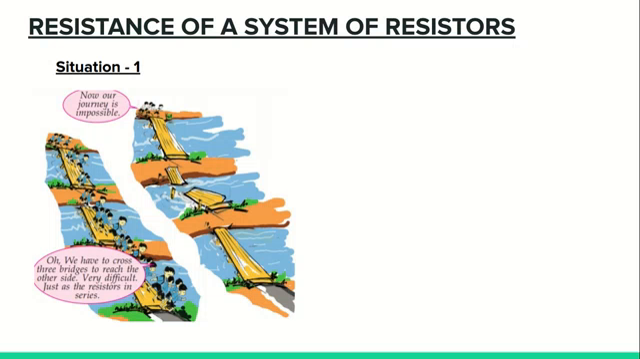Let's consider a group of children who want to cross three bridges and reach the other side. Suppose one of the bridges breaks, have you thought what would happen? The children will not be able to reach the other end. What could be the solution to this? Shall we see another situation?